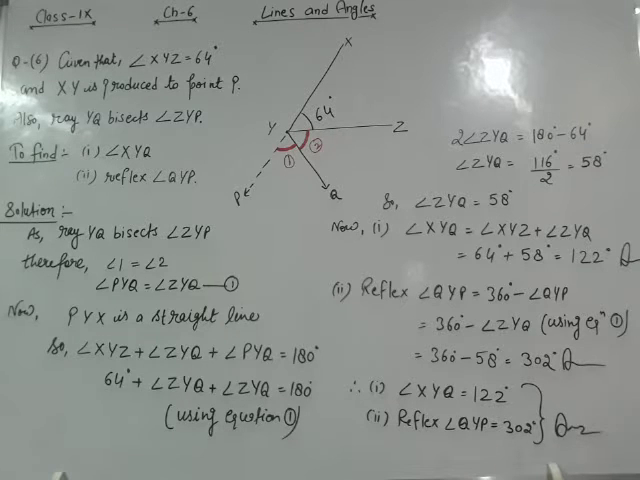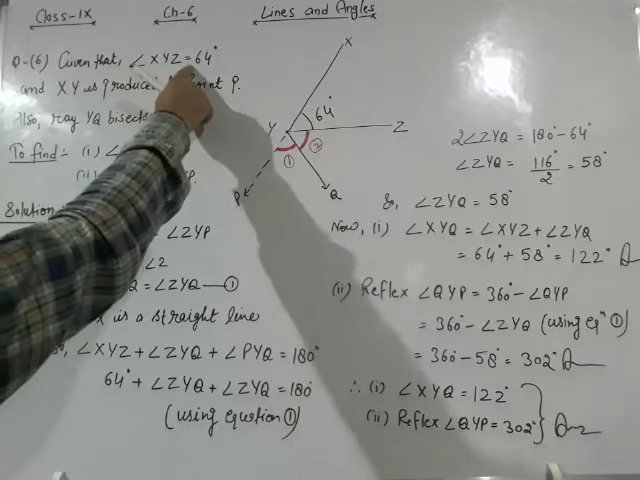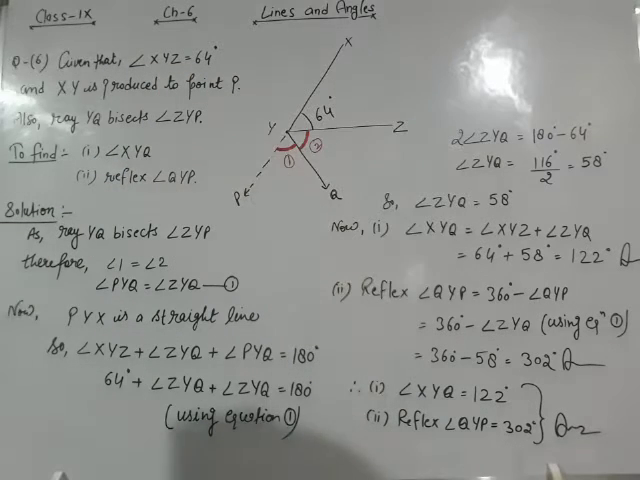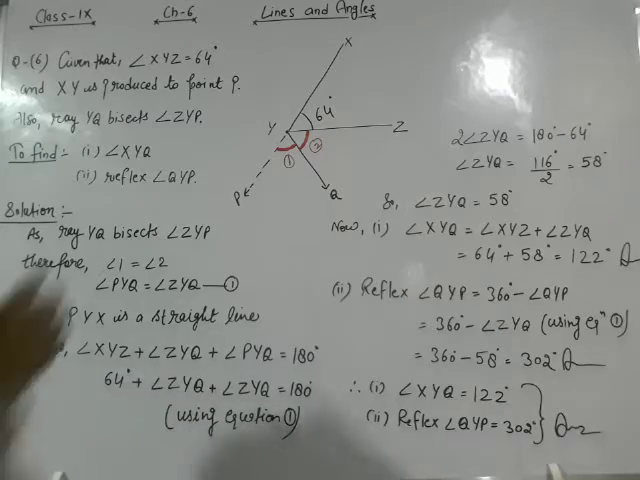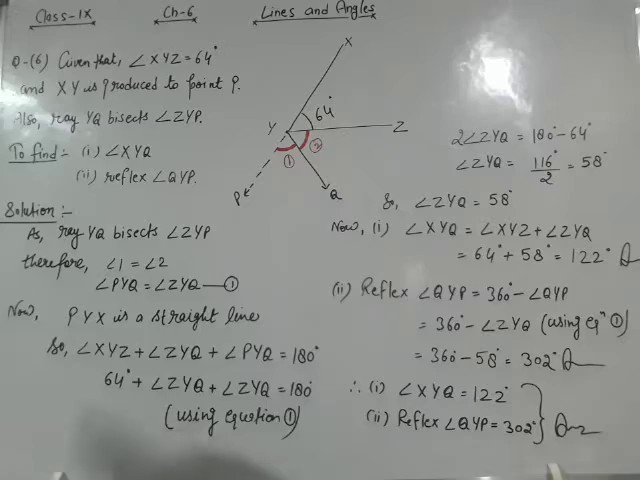Welcome back students. This is question number 6 which you are watching on your screen. In this question it is given that angle XYZ is equal to 64. So first of all we have to draw an angle XYZ which is equal to 64.